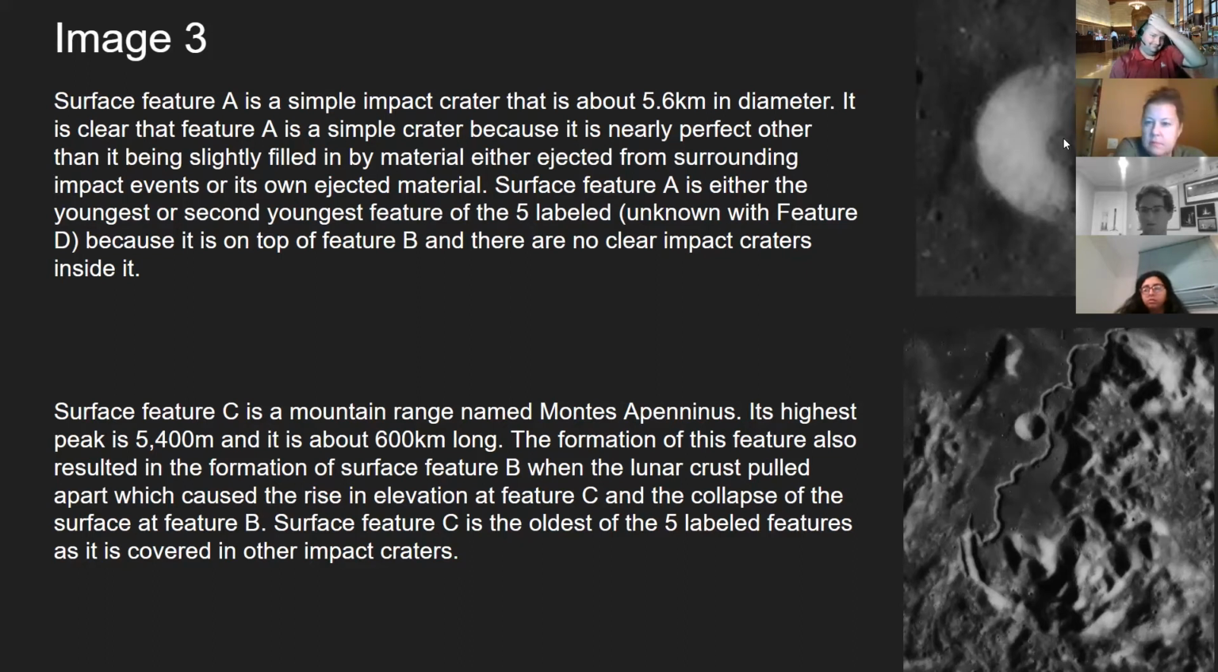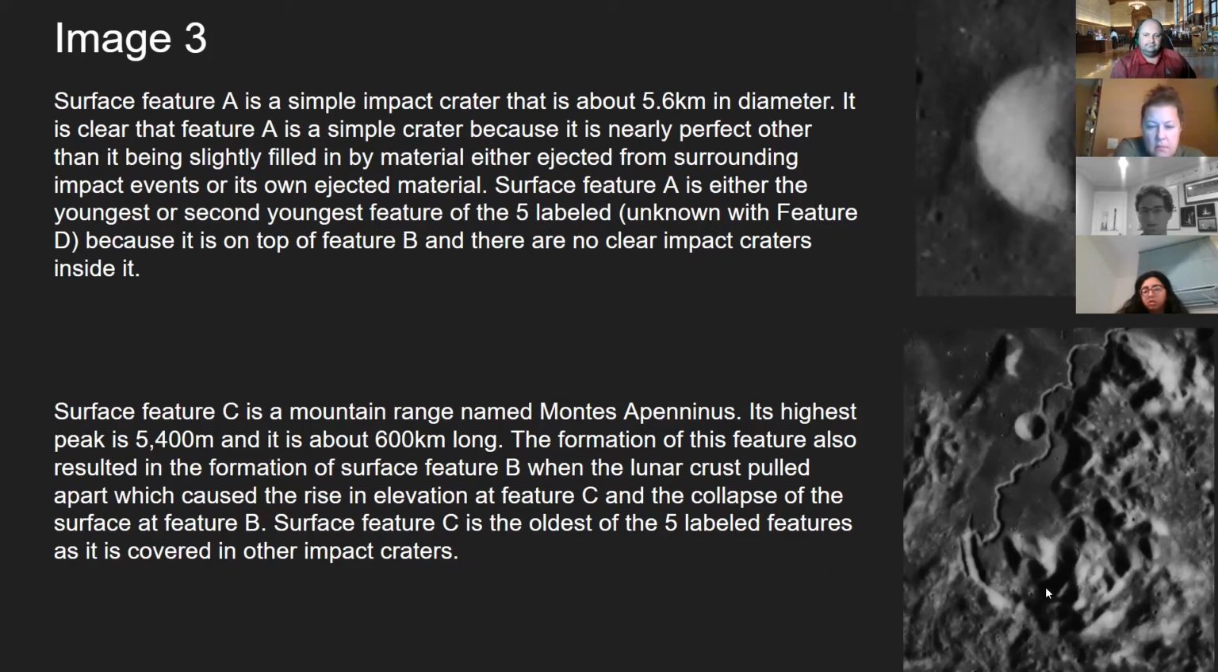It's been partially filled in with either ejected material or some of the material that's on the rim of the crater or just on the edges of it that fell down. And I believe it's the youngest or second youngest. Similar to the last image, I wasn't sure with feature D because they can't really be compared to each other because they're too far apart. And you can also see it overlaps over the Rille here, so it definitely has to be newer than it.